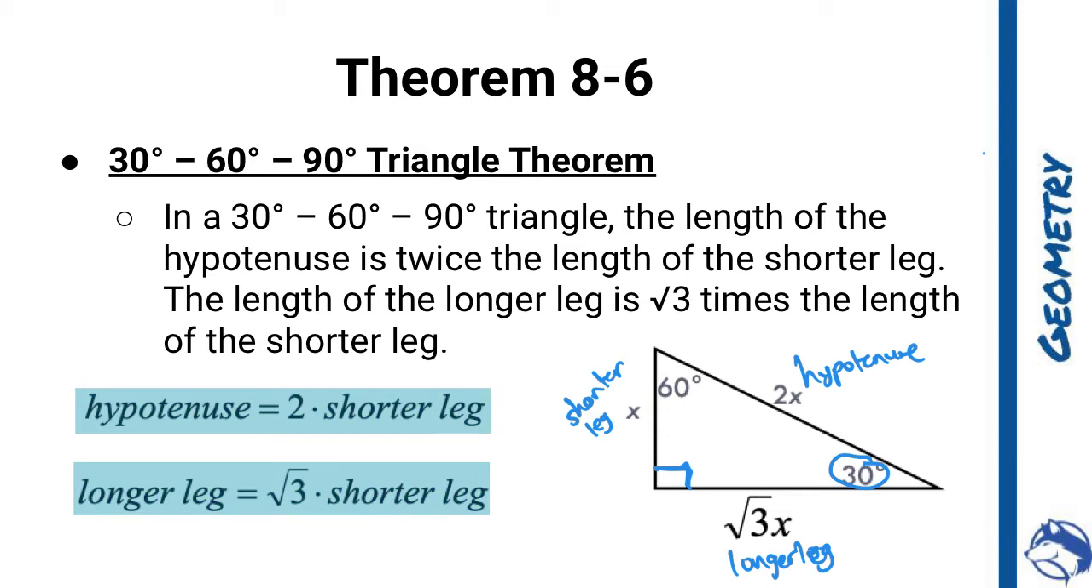So just like before, we're going to use these lovely equations. So the hypotenuse is 2 times the shorter leg, and the longer leg is square root of 3 times the shorter leg. Actually, let's do a different one. Let's say that it's 5 this time. So if the shorter leg is 5, well then the hypotenuse is 2 times the shorter leg, which makes it 10. And then the longer leg is square root of 3 times the shorter leg, so this is 5 times the square root of 3.